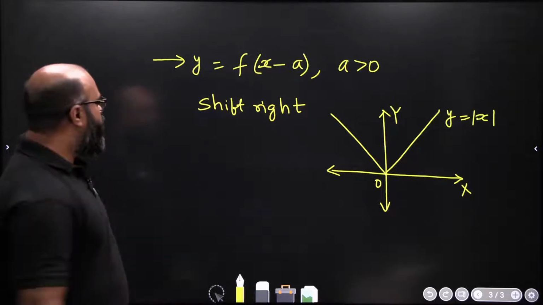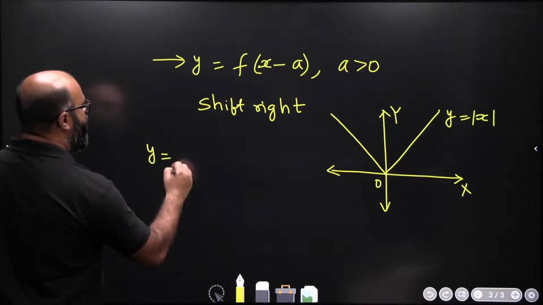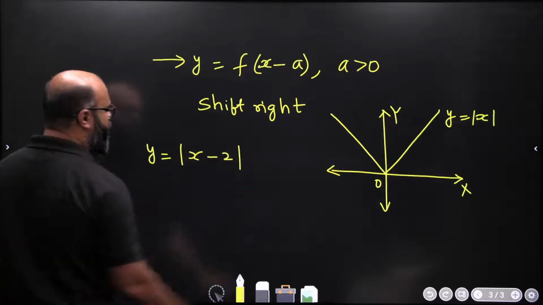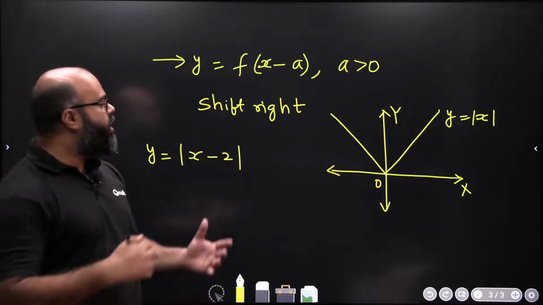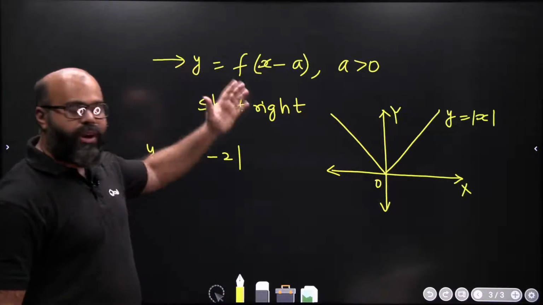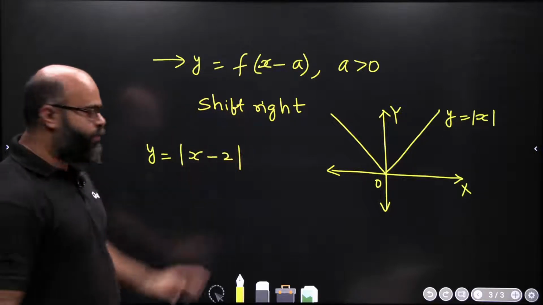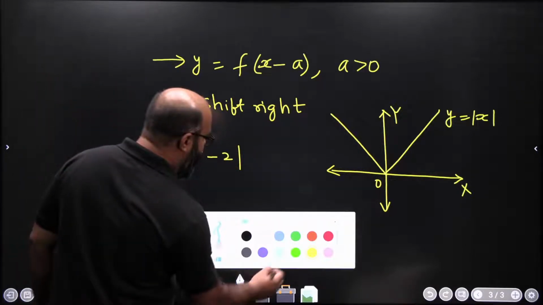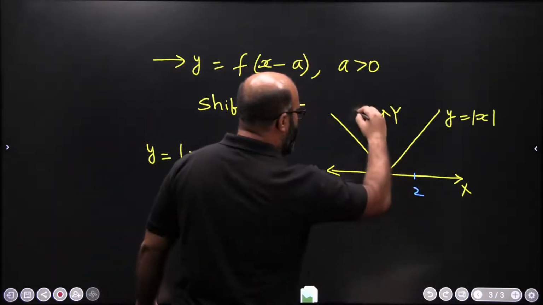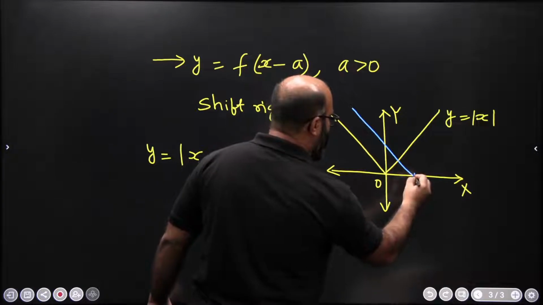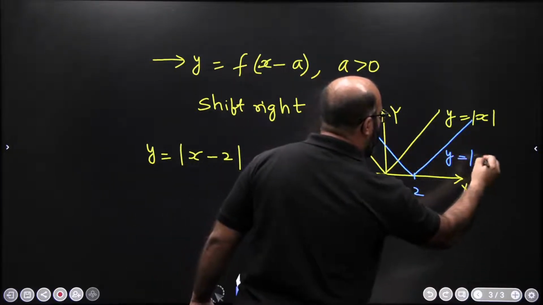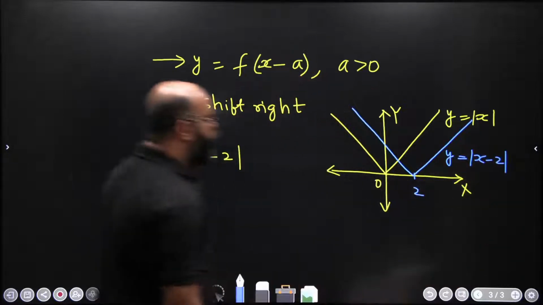Now if you want to write y is equal to mod of x minus 2, what would be the graph? Will it shift right or will it shift left? So what we have studied right now says that it will shift right by 2 units. So we will shift it right by 2 units and our graph would be something like this. This is 2 here and this is parallel to this, and this is the graph of y is equal to mod of x minus 2.